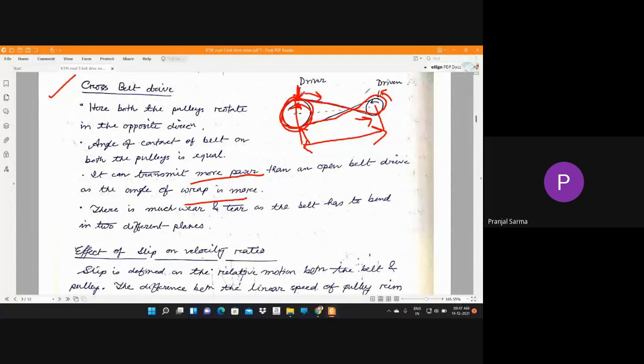But in the case of the cross belt, up to this much, here itself the contact is made, and up to this much the contact was there. Because of that, it can transmit more power.